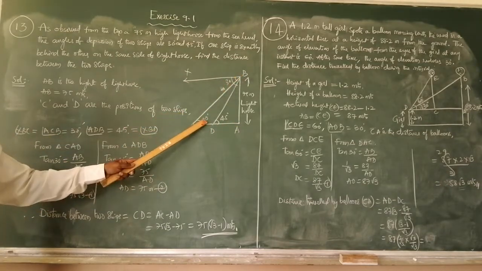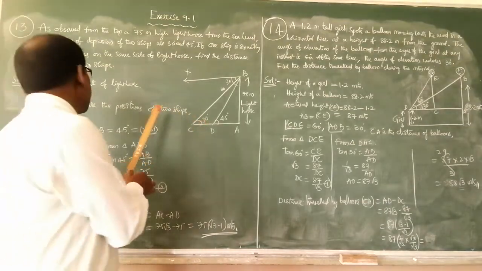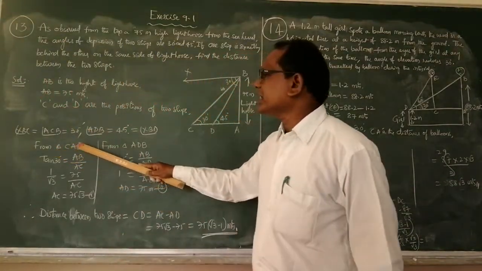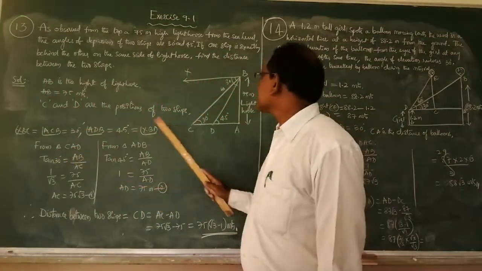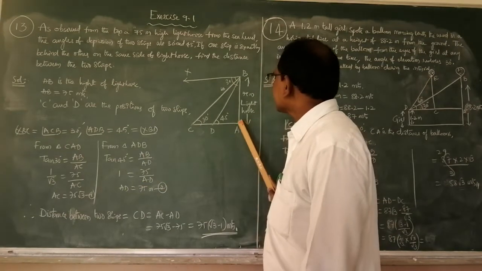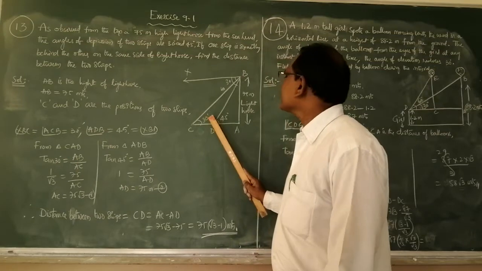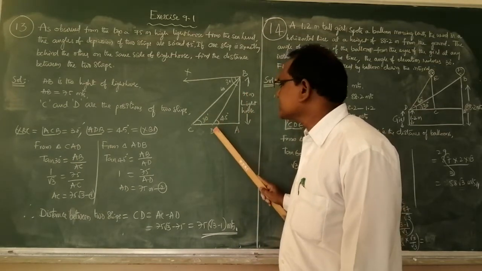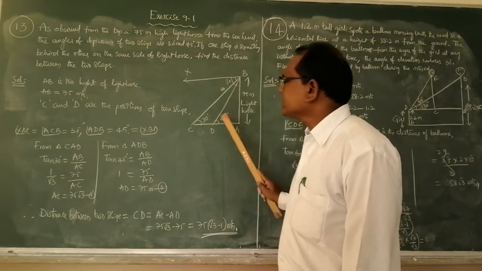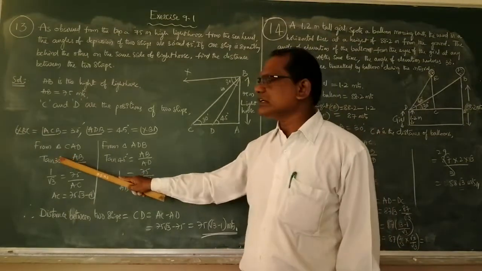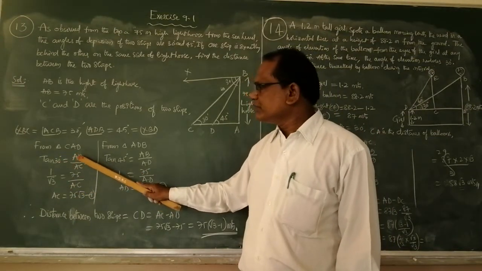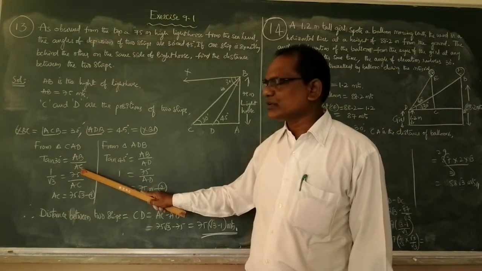CAD, that is angle 30 degrees. So when we are coming to the 30 degrees, from triangle CAD, what is the CAD? In triangle CAD, tan 30 degrees equals the opposite side of the 30 degrees by the adjacent side. That means AB by AC. Tan 30 value is 1 by root 3. AB value is 75, the height of the lighthouse.